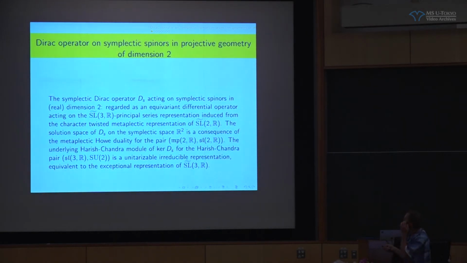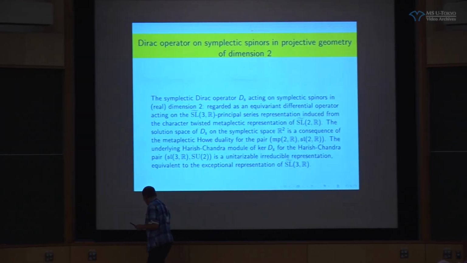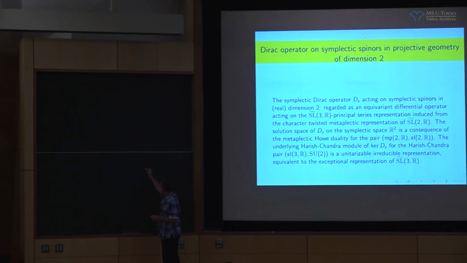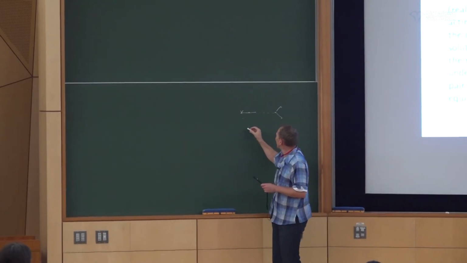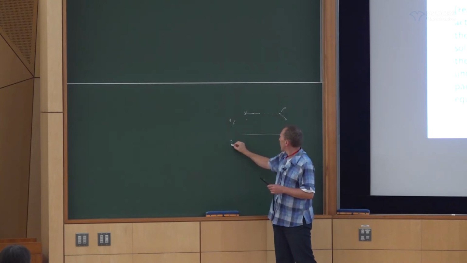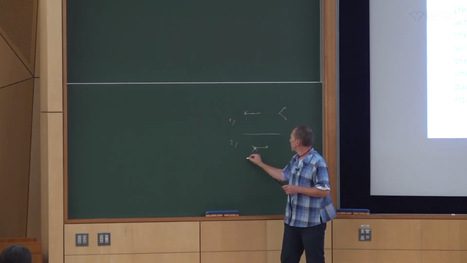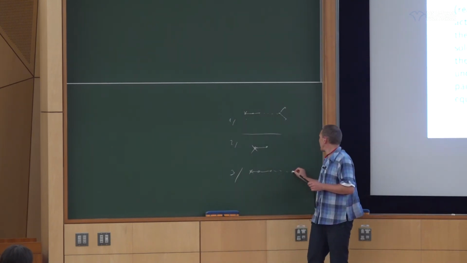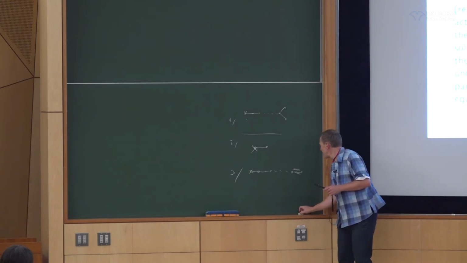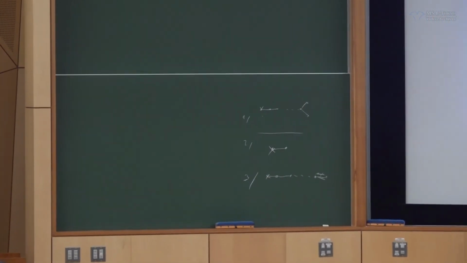So another example I will discuss is the case of the so-called symplectic Dirac operator acting on symplectic spinors and its realization in projective geometry of dimension 2. So probably I should mention this geometry, I will describe it immediately. In the Dynkin cross diagram notation, the first example corresponds to this case, the B series. The second example corresponds to this case, and the third example will correspond to this homogeneous space, to this generalized flat manifold.